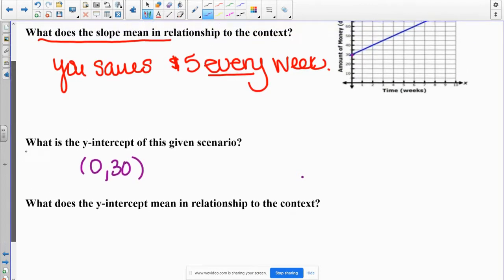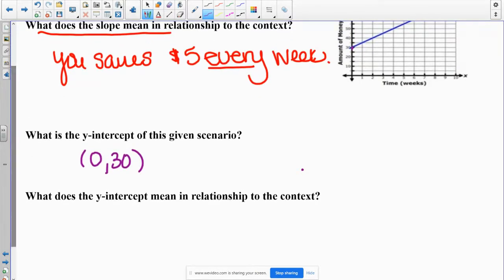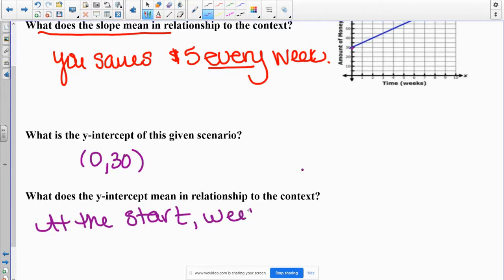So at the beginning or at the start, I just use the word start because I haven't used that one. At the start, and I could write in here week 0, because that would be talking about the 0 here. You had $30.